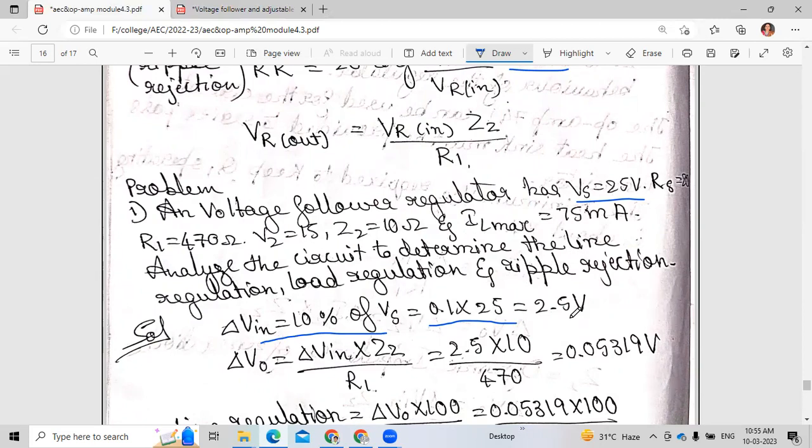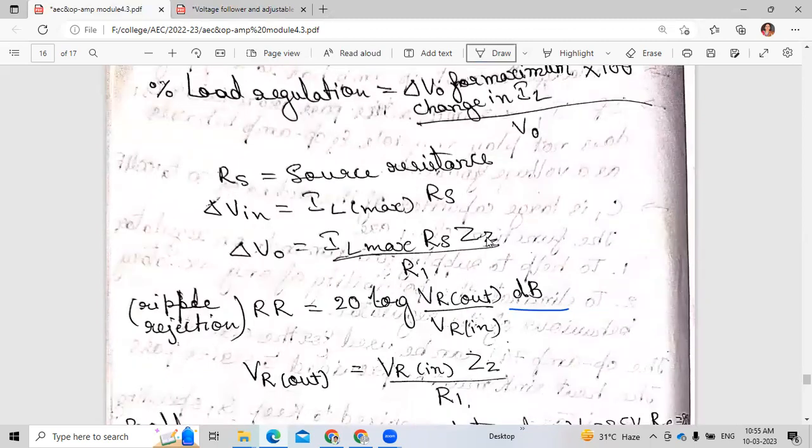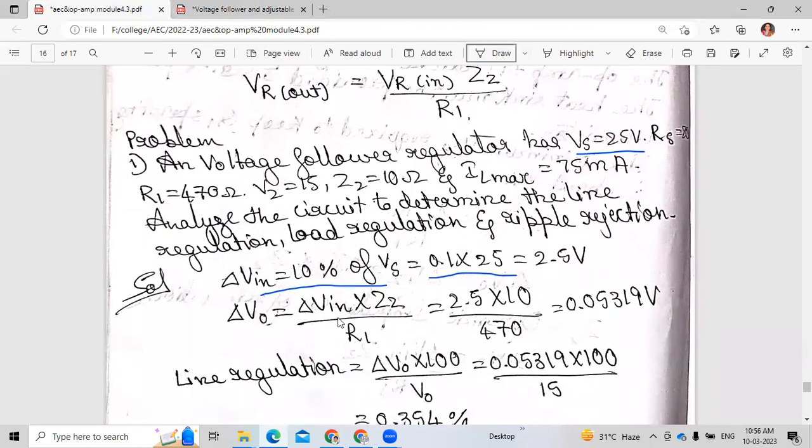And ΔV₀, what is the formula for ΔV₀? What we have written here, IL max into Rs into ZZ divided by R1. So ΔVin into ZZ divided by R1. ΔVin is 2.5. Instead of writing IL max into RS, we have written directly ΔVin. So 2.5 into 10 divided by 470, which they have given in the question. After substituting, you'll get 0.05319.